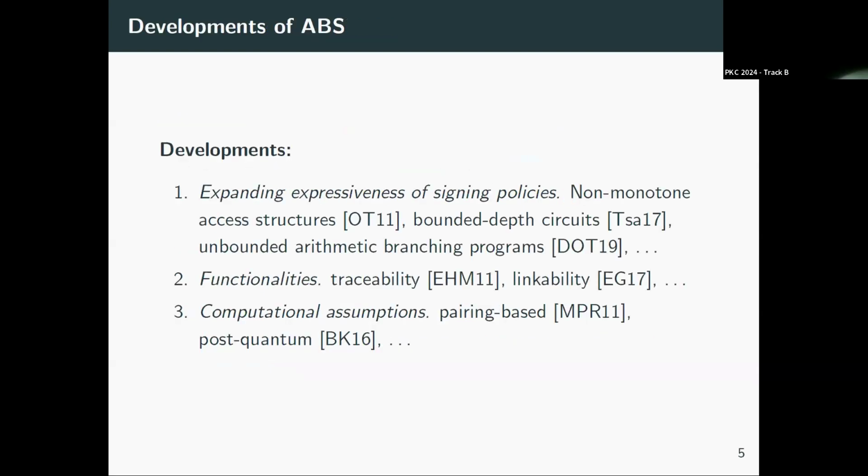During the history of ABS, we have the following developments in 3 different directions. The first one is expanding the expressiveness of the signing policy, and this includes different classes of policy like non-monotone span programs, bounded-depth circuits, and unbounded arithmetic span programs. Regarding functionalities, there are more results on traceability, linkability or revocability. And regarding the computational assumption, we have other results for pairing-based and post-quantum attribute-based signatures.